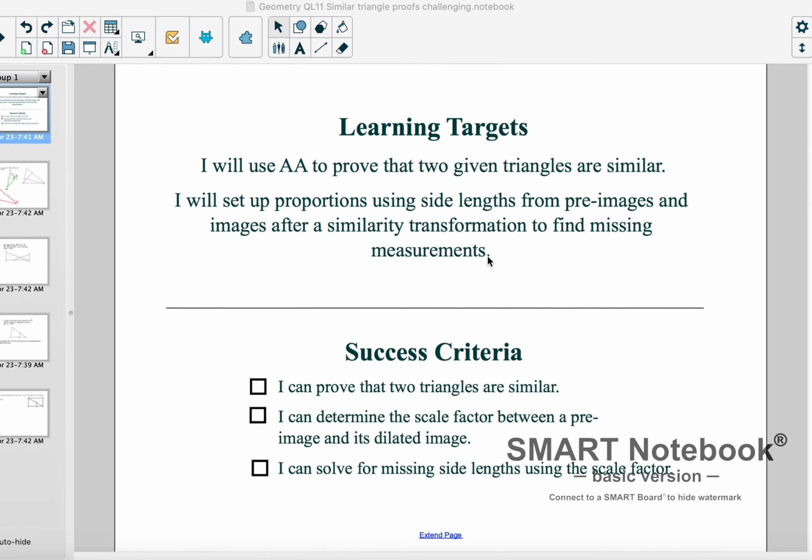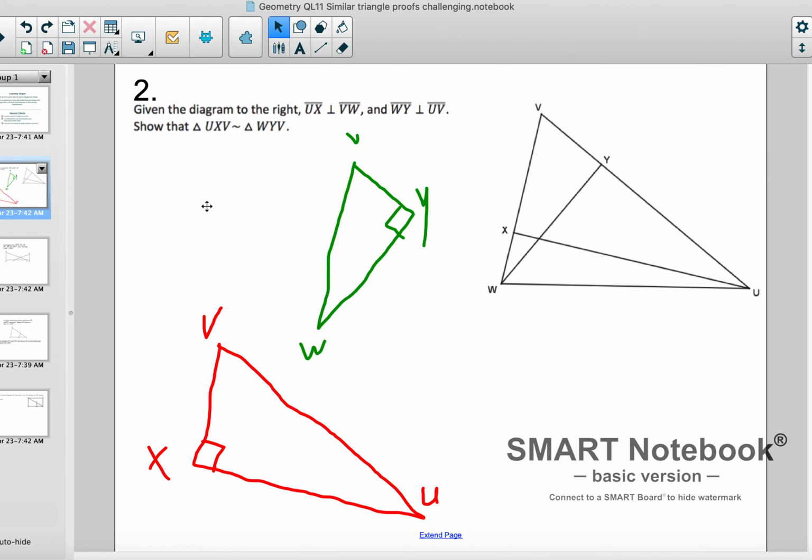Using AA, angle-angle, to prove triangles are similar. So I just want to go over the questions I had given you yesterday. This one I took the liberty to break up for you, which I think is the best way to attack this question. It asks you to prove these two triangles, UXV and YWV, similar to each other.